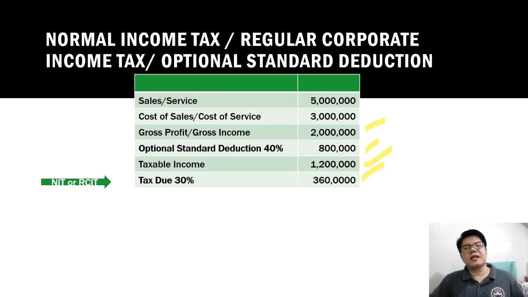Take note that the optional standard deduction in case of individual, the 40% is multiplied directly from the gross sales or gross receipts, not the gross income. So unlike the corporation, the 40% is being multiplied in the gross income. Okay, take note of that.